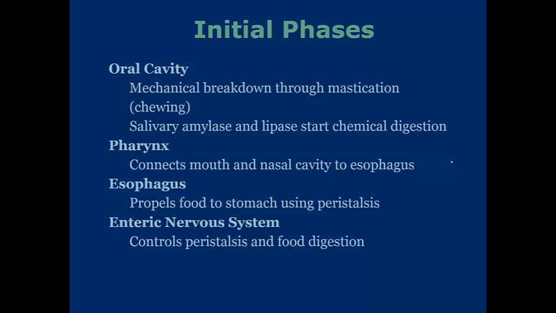The pharynx connects the mouth and the nasal cavity to the esophagus, and last, the esophagus carries food to the stomach using peristalsis, which is a systematic contraction of the smooth muscles down this tract. Note that the entire digestive system is controlled by the enteric nervous system.